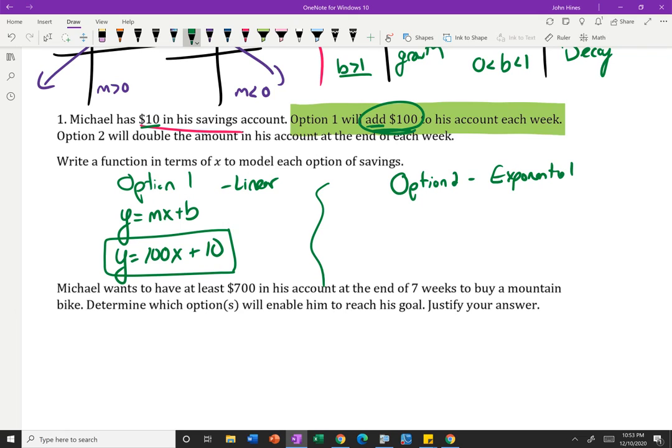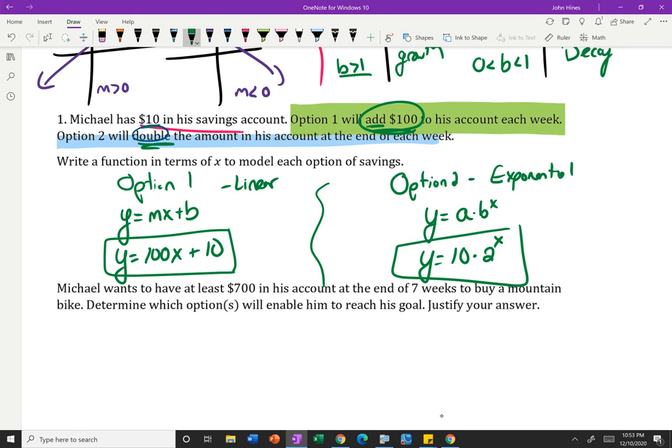Option 2 is an exponential function, and those look like y equals a times b to the x. So let's read through option 2. Option 2 will double. There's the keyword there. Option 2 will double. That's what makes it exponential, is that doubling there. Option 2 will double the amount in his account at the end of each week. All right, so y equals, a is my starting amount. I'm starting with $10. And what keeps happening to that? Well, it keeps doubling, so my multiplier is 2 to the x.